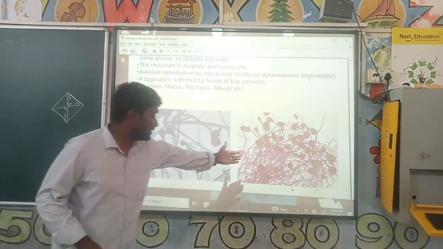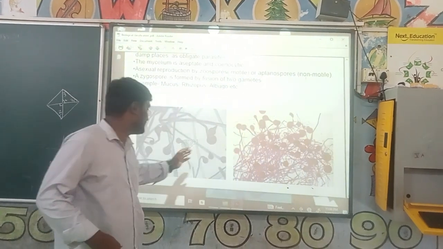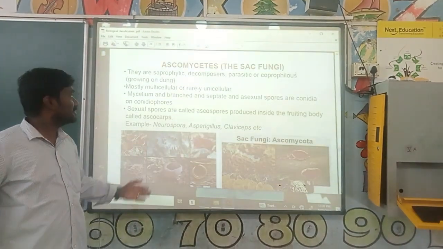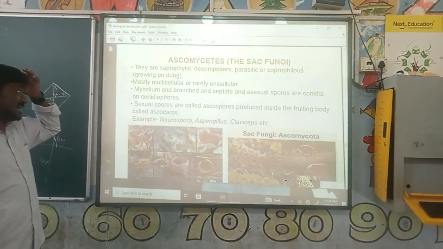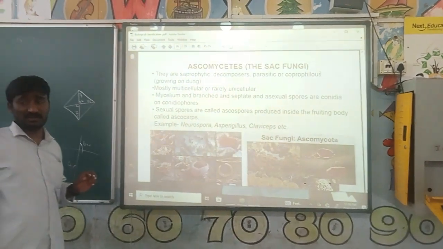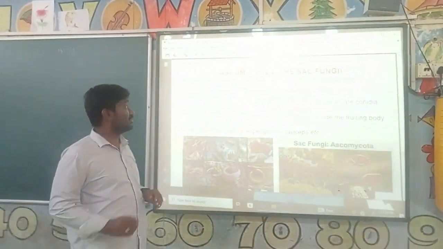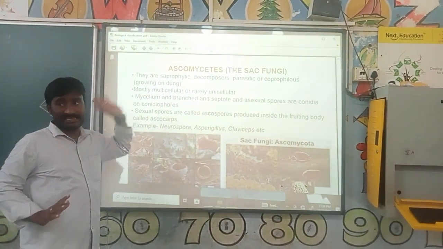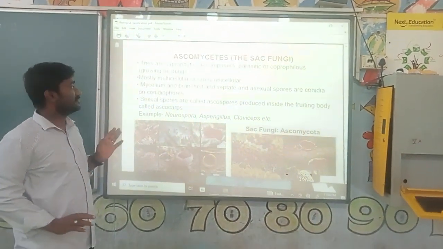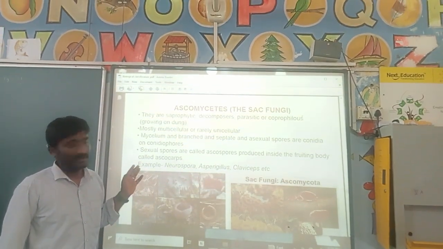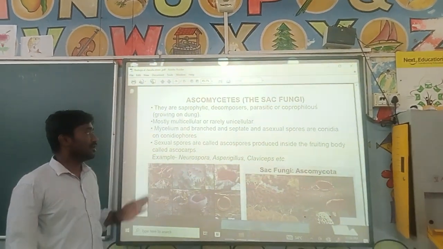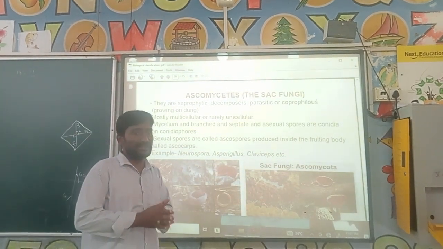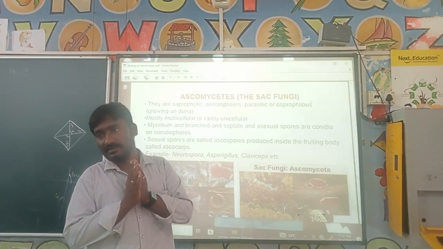This is Rhizopus. This is Mucor. Next one, Ascomycetes. Please note in your notebook and underline the points. They are saprophytic decomposers, and parasitic, and coprophilous. Coprophilous means growing on dung.